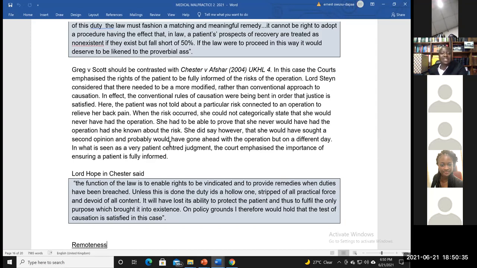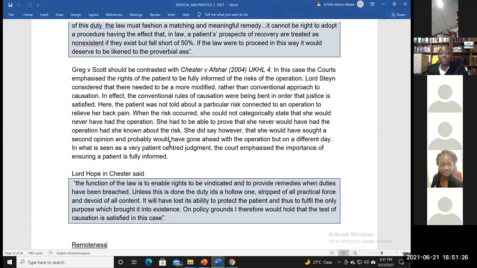But of course, if you look at this particular case, Chester against Afshar, as we have said, the patient was not told about a particular risk connected to an operation to relieve back pain. And when the risk occurred, during the trial, she could not categorically state that she would never have had the operation. In other words, if she had been told about the risk associated with the back nerve surgery, whether she would still have undergone the operation.